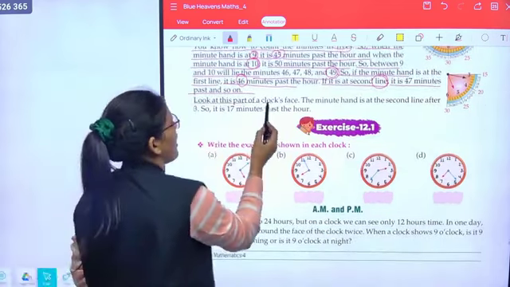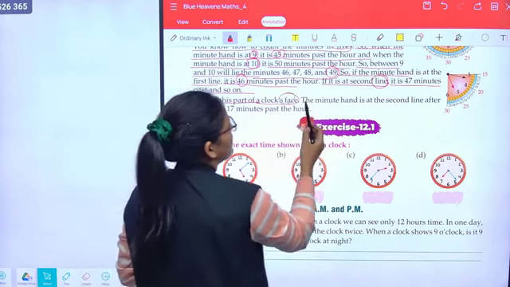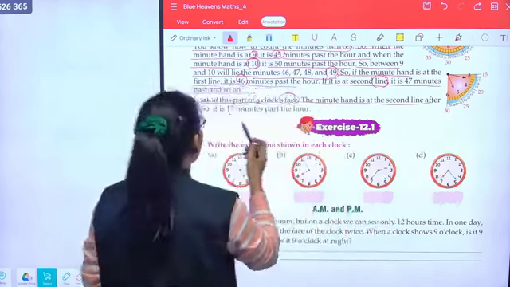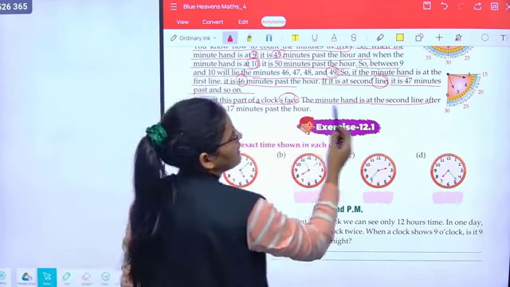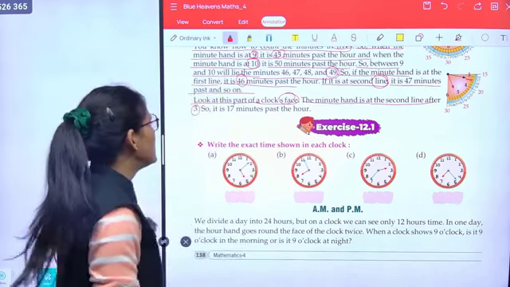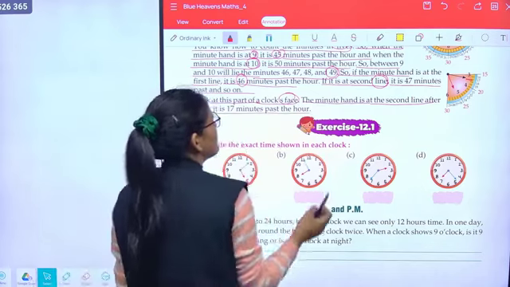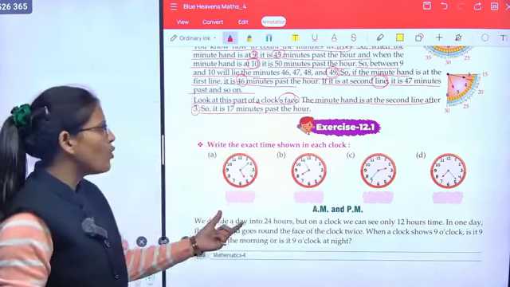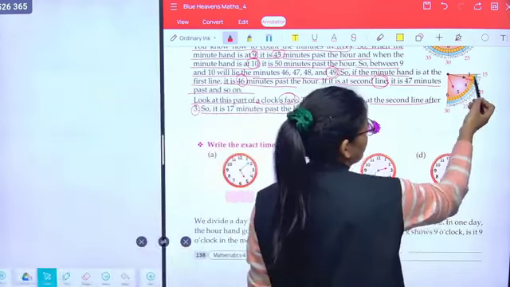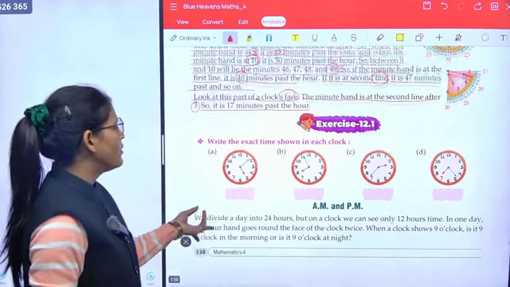Look at this part of a clock face. The minute hand is at the second line after 3. So it is 17 minutes past the hour.